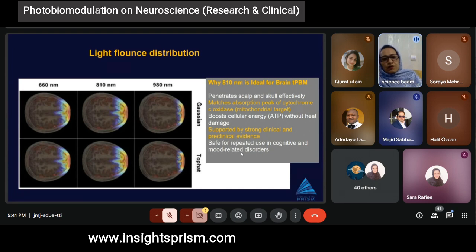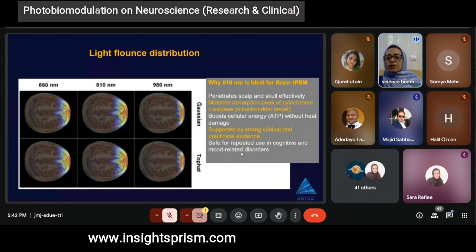In this picture, you have seen a Monte-Carlo simulation on the scalp shining 3 different wavelengths: 660 nanometers, a kind of red laser; 800 nanometers, an infrared laser; and another infrared laser, 980 nanometers. As you have seen, 810 nanometers is ideal for transcranial brain photobiomodulation. Actually, it has more penetration.